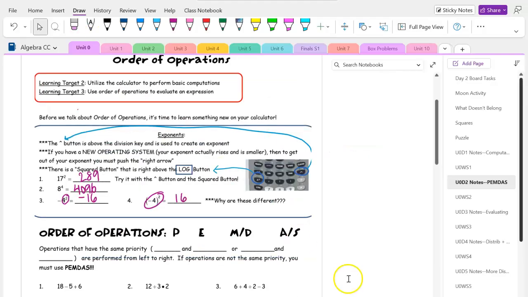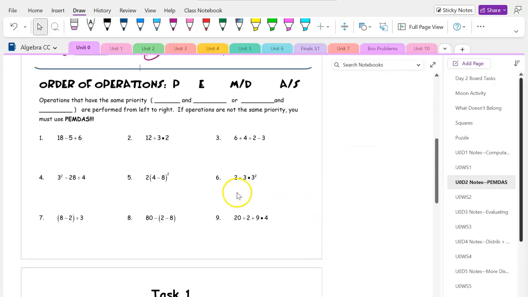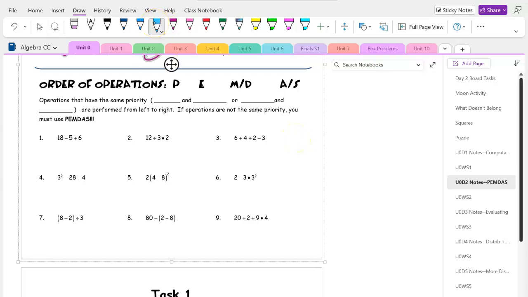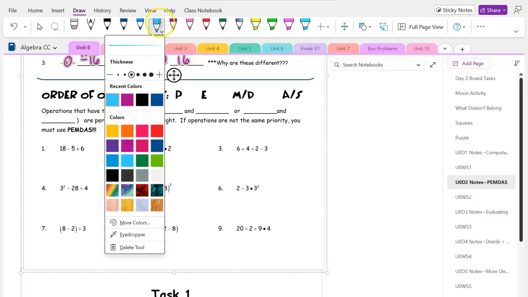Now, PEMDAS is the way that we are going to remember order of operations. This is the order that we do computation in. So we always are going to do P for parentheses first.